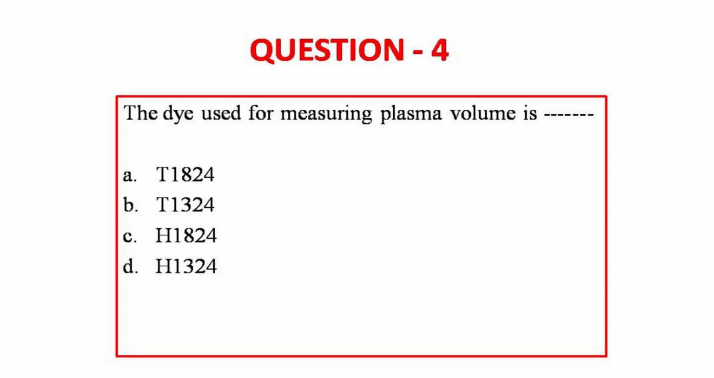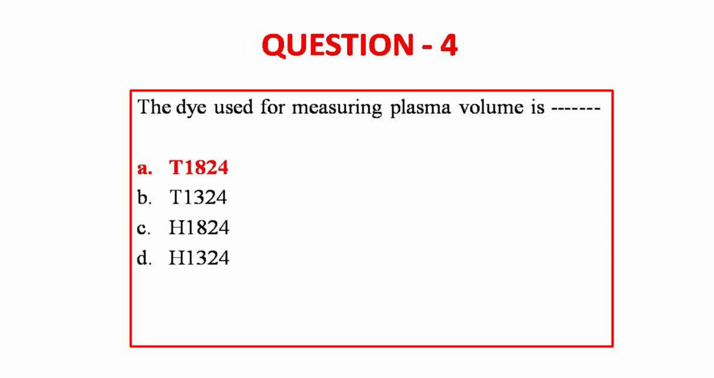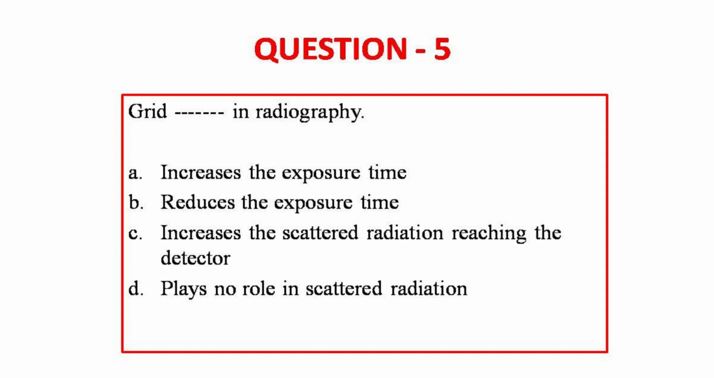So question 4. The dye used for measuring plasma volume is dash. They've given us four different options: T1824, T1324, H1824, H1324. So here the answer is T1824. How can you come to a conclusion like this? First, you should know whether it's going to be T or H. With that, you can take the next two options, and when you know exactly whether it's 18 or 13, you can conclude it's 1824.